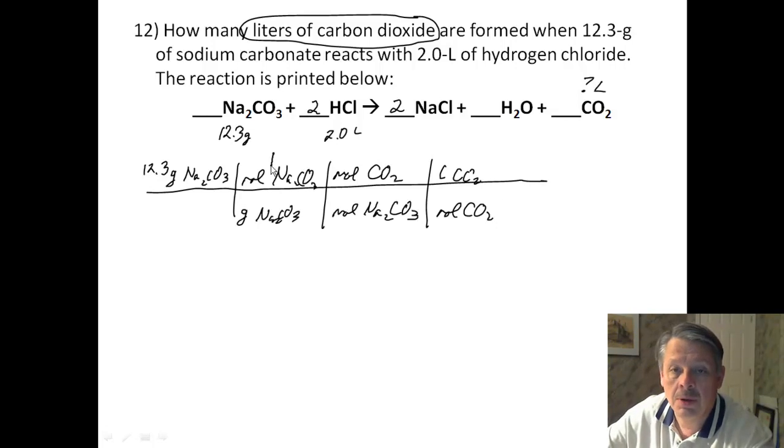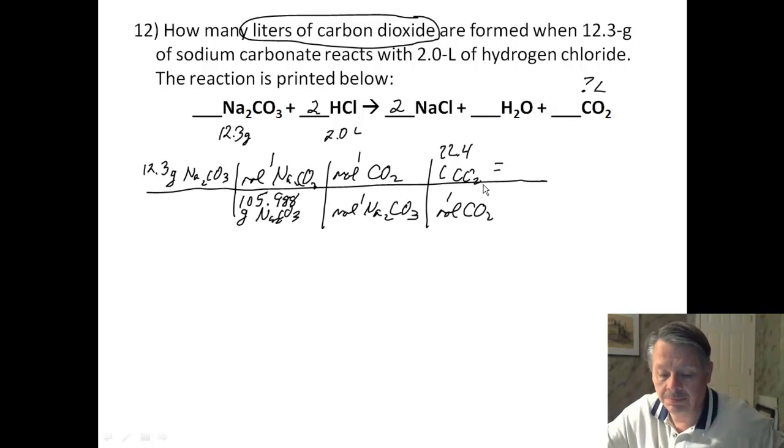All right, well, I know that 1 mole of sodium carbonate, I have to go look that up on the periodic table, add everything up, and that should be 105.988 grams. And I have 1 of these and 1 of these, according to my balanced equation up the top. And 1 mole of carbon dioxide is 22.4 liters. So when I do the math there, I come up with 2.60 liters. 3 sig figs in my problem, 3 sig figs in my answer.